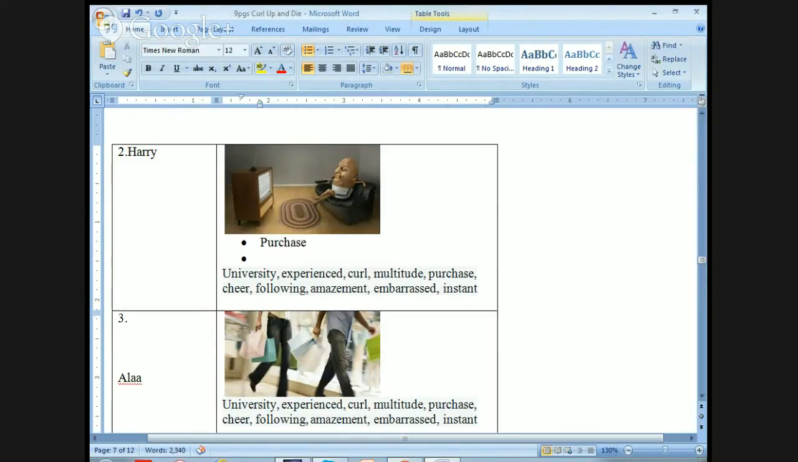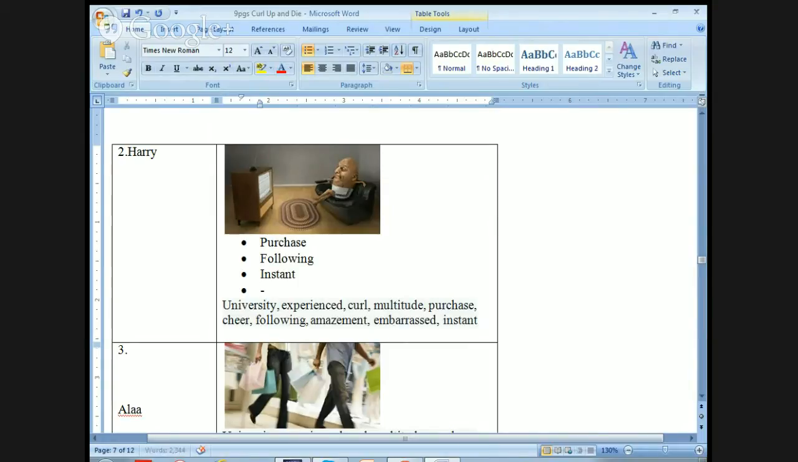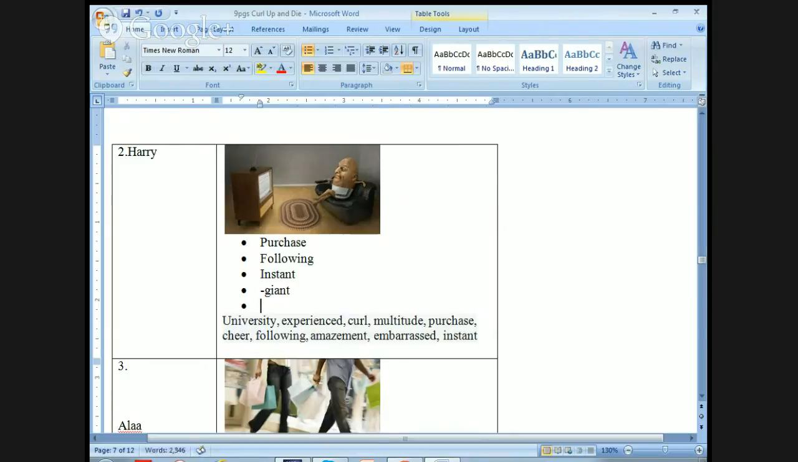Purchase, and following. Okay. And instant. Okay, and I'm going to give you giant. Okay. Who?